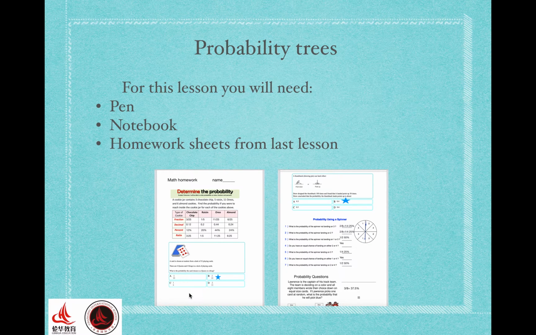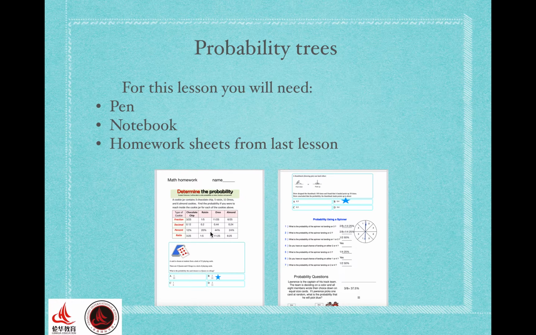Class, today we're going to learn about probability trees. For this lesson you will need a pen, notebook, and your homework sheets from last lesson. If you remember these two sheets, you had to do a table about different flavor cookies, determine the probability, and answer these questions. Get ready and find these sheets.